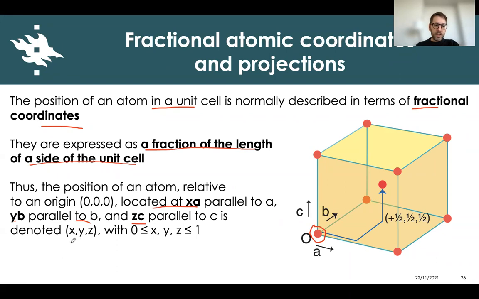And these will be denoted as x, y, and z, with x, y, and z between 0 and 1, because on the unit cell we have unity. So the entire length of a, b, and c in the unit cell corresponds to 1, or unity. So this atom, for example, here in the center of this body-centered cell, is located at +½ in terms of a, +½ in terms of b, and ½ in terms of c. So the fractional coordinate is ½, ½, ½.